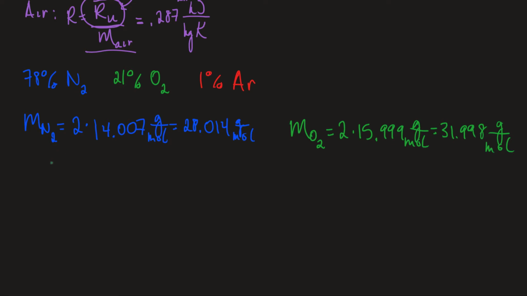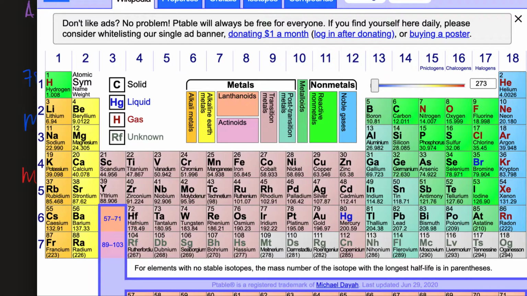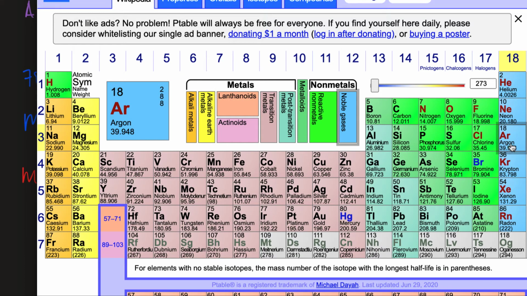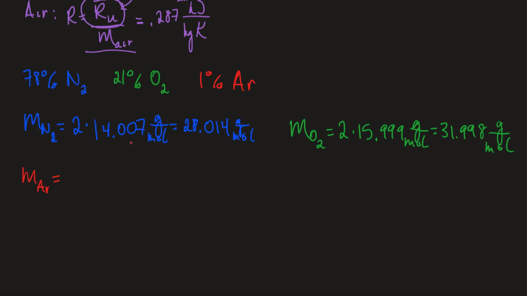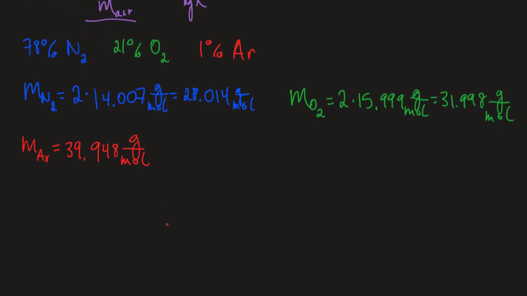And for argon, we can just directly look in the periodic table, and we find that argon is 39.948 grams per mole. And to find the molar mass of air, we just have to take the percentage of whatever molecule we're looking at multiplied by the molar mass of that molecule.